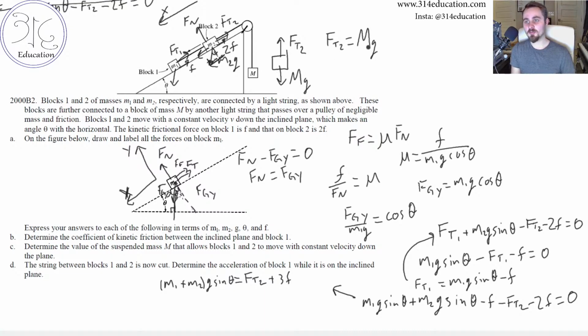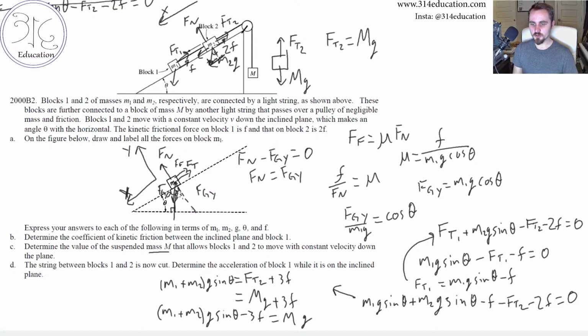We know what our Ft2 is, and it's in terms of our big M, which is what we wanted to solve for, right? We're still looking for mass M. So this side is equal to big Mg plus 3f. We want to get big M on its own, so we'll subtract 3f from both sides. So we'll have m1 plus m2 times g sine theta minus 3f is equal to big Mg. Then to end it, we're just going to divide both sides by g. Cancel that with that. And we have the sum of our masses times the sine of theta minus 3f. And that is all in terms of our m1, our m2, our g's, our thetas, and our f's. Look at that. So we'll leave it like that.